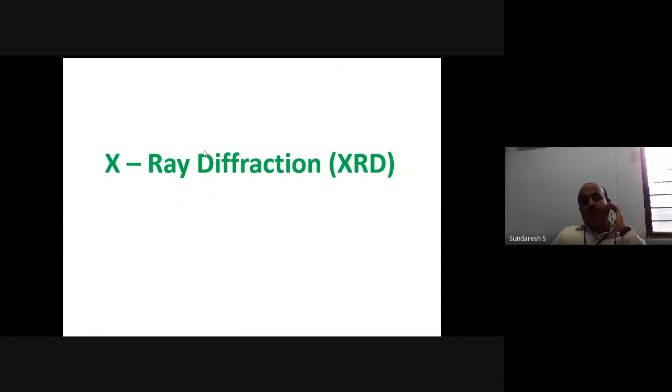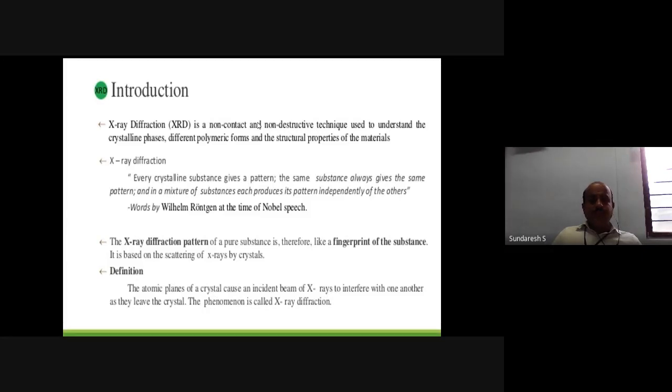The next method of characterization technique we call X-ray diffraction, or in short, XRD. Again, we will discuss the basic principle, the working, and the applications, advantages, and disadvantages of this. X-ray diffraction, or XRD, is a non-contact and non-destructive technique used to understand the crystalline phases, different polymeric forms, and structural properties of the materials.